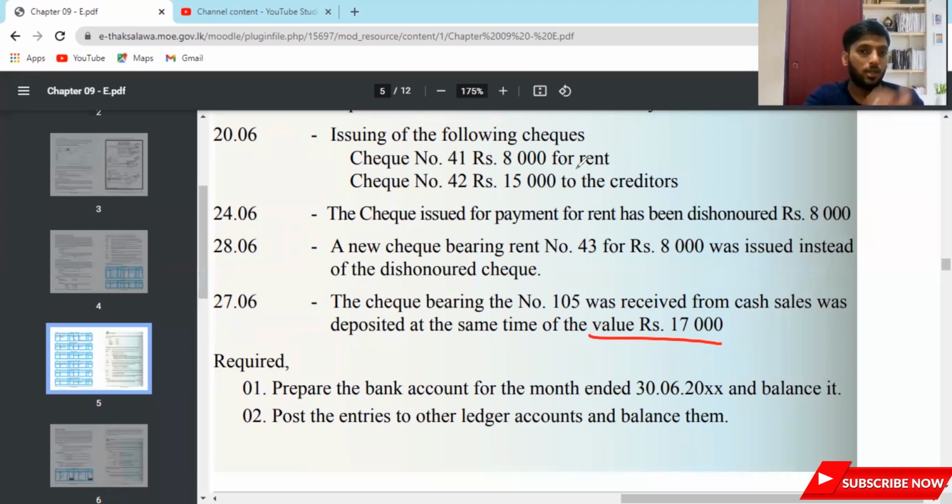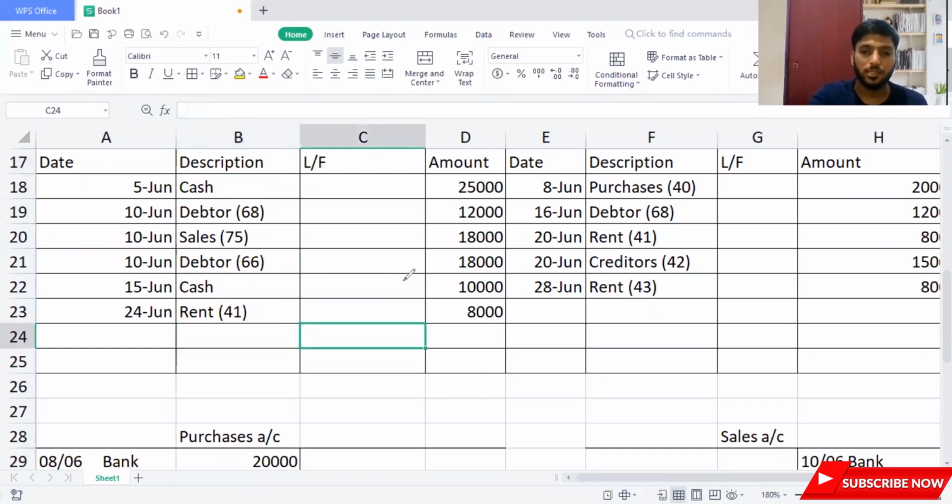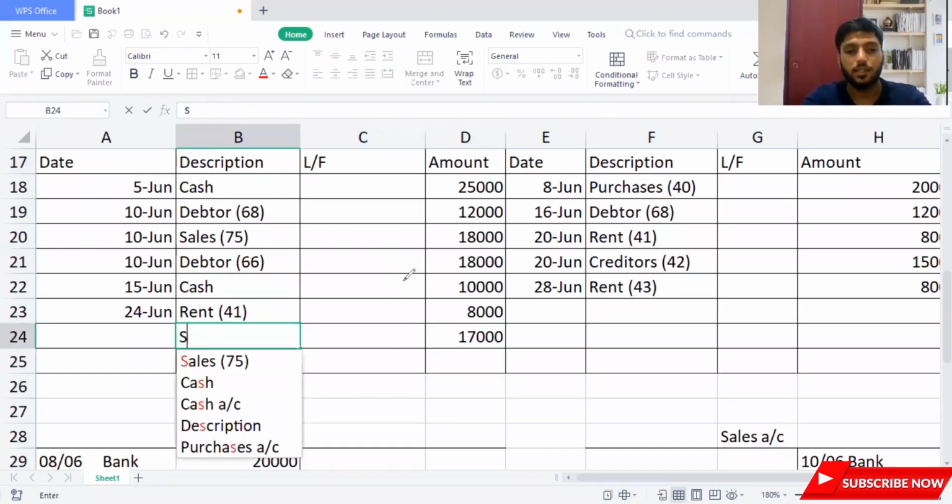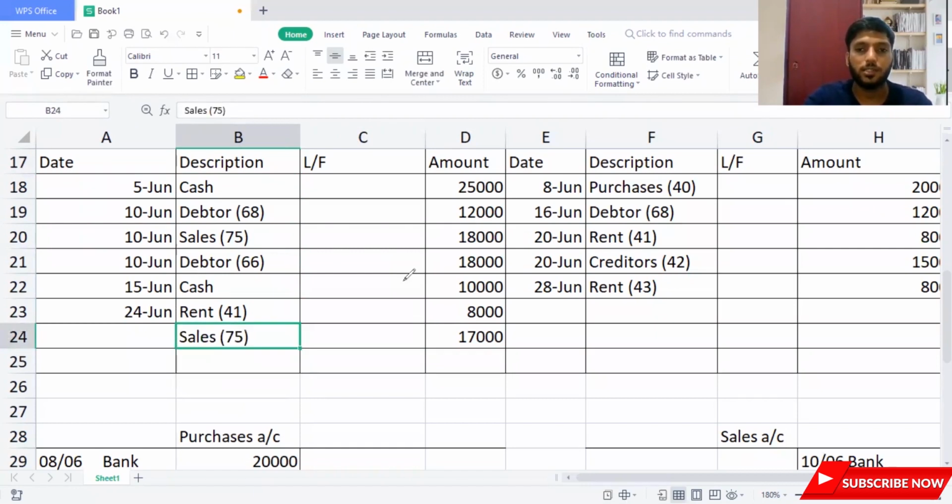So you can take it into the cash book and transfer to the bank account, or you can take it to the bank account directly because it's a check. I will take it to the bank account, so it saves a lot of time for me actually. So I'll take 17,000 to the bank account first of all, and say it as a cash sale, or I can write saying sales. But I need to know the check's number. Check number was 105 if I'm not mistaken.